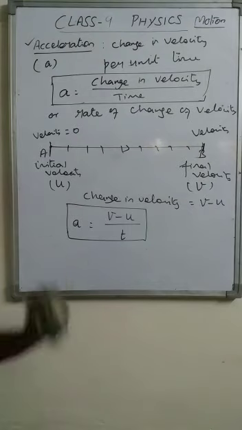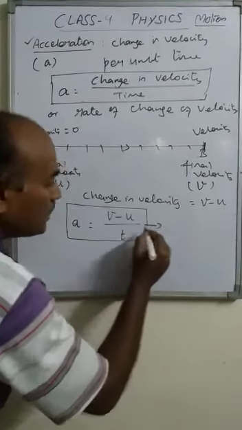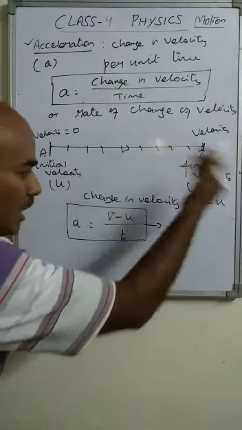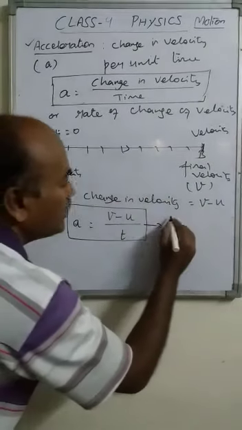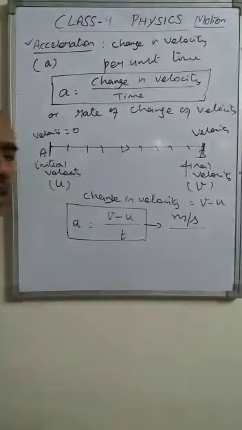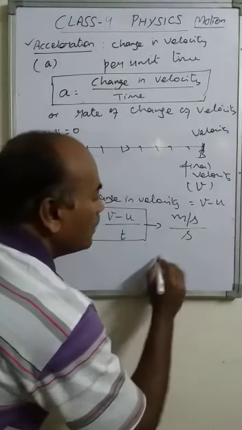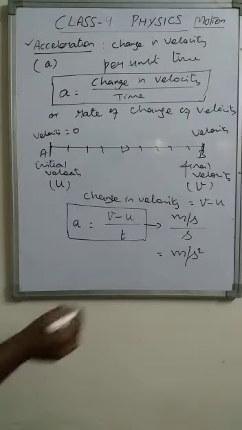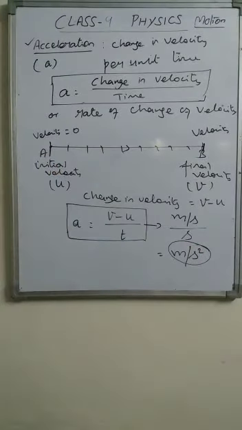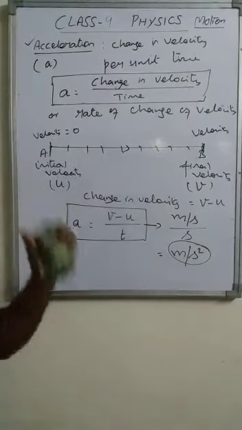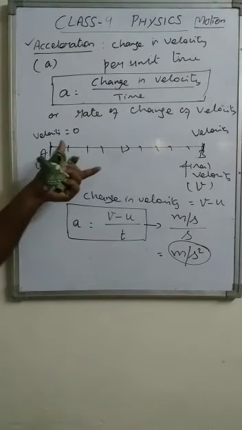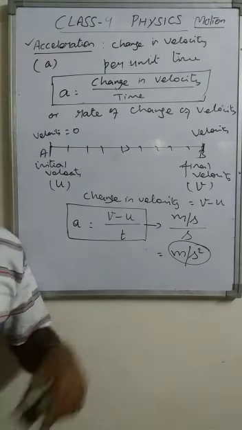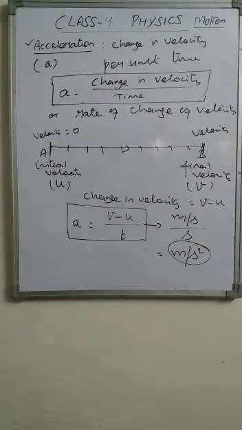And one more thing, velocity is also a physical quantity. It has a unit, so the change in velocity is in meter per second, upon time in seconds. So the unit is meter per second square. This is the SI unit of acceleration. So this is the basic concept of acceleration. Next we will see in the next session.